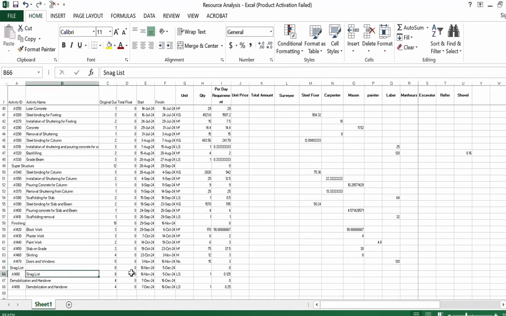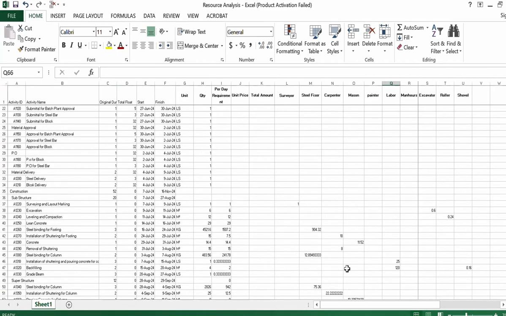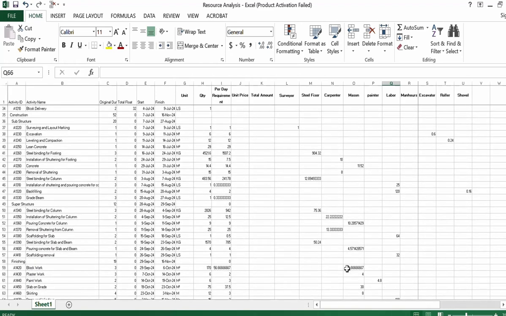Snag list, you can put it also with the same procedure. So our resource analysis is completed for each activity. In the next video we will talk about how to put these resources into Primavera P6.